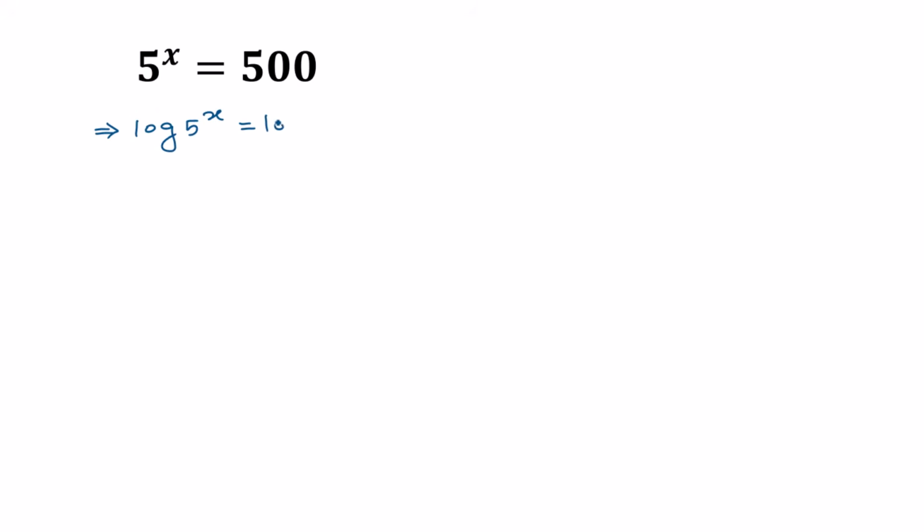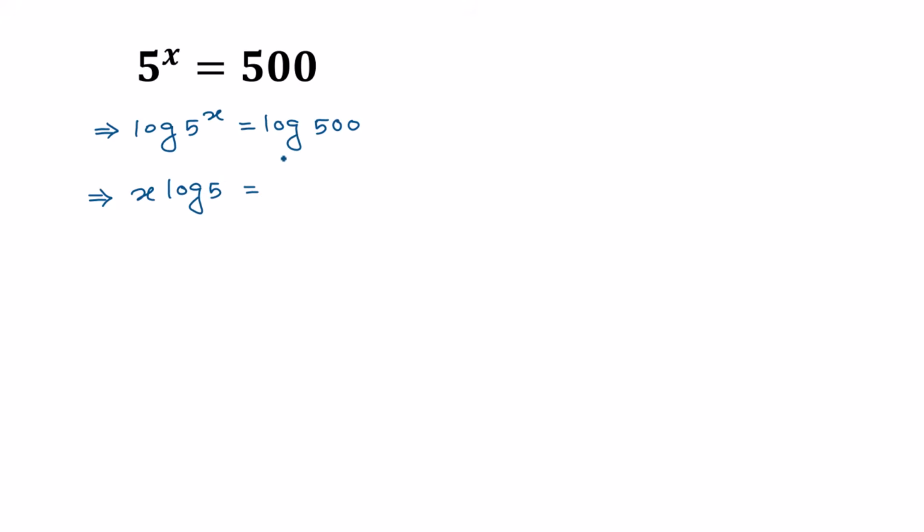This will be log of 500. Applying the formula log a to the power b is equal to b times log of a, we can write the left side as x times log of 5.